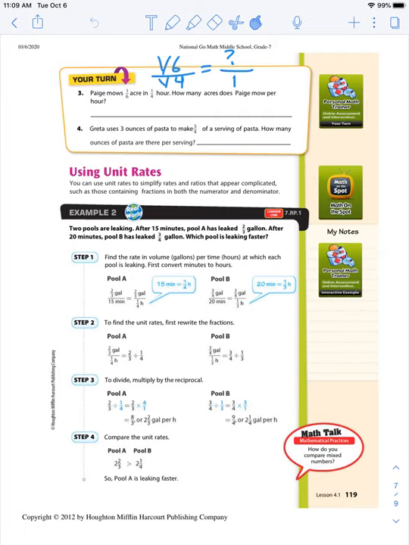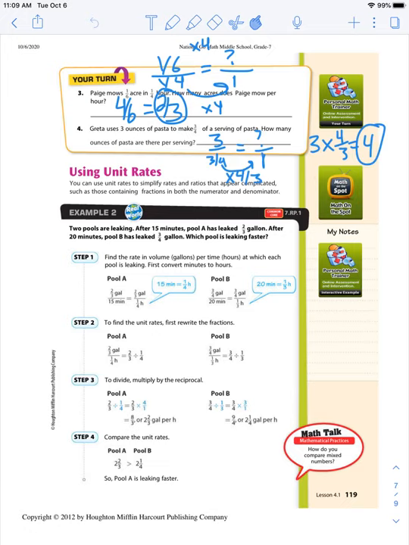Next, we have to think, how does 1/4 get to 1? Well, we multiply by 4. So now we're going to multiply 1/6 by 4, and we get 4/6 of an acre, or 2/3 of an acre. Paige mows 2/3 of an acre in 1 hour. All right, pause the video, try number 4 on your own, play it back to see if you got it right.